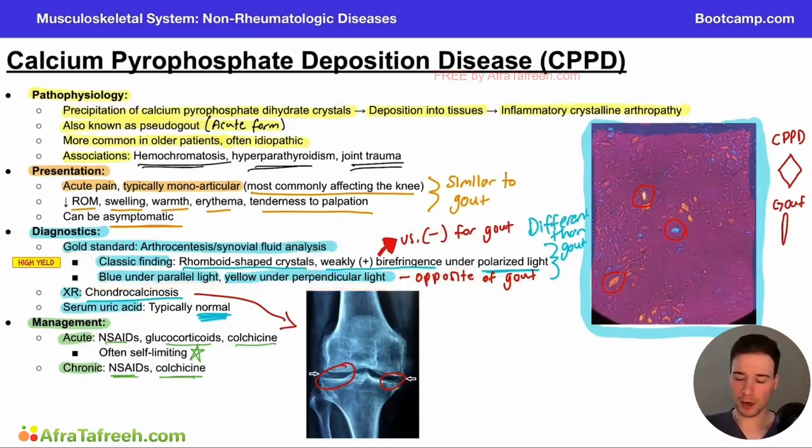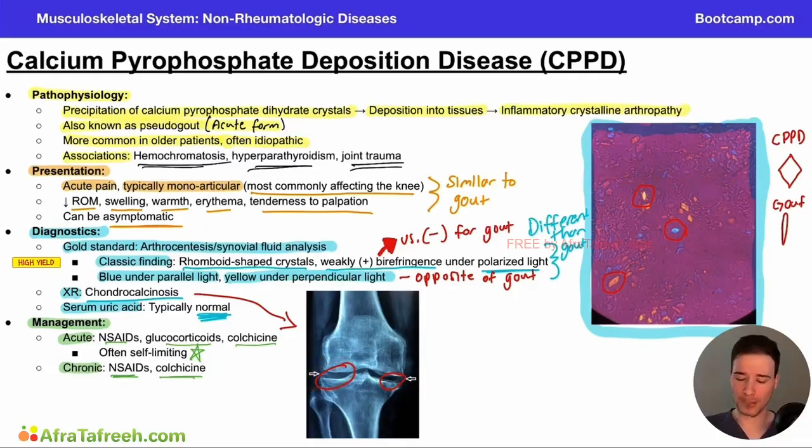On x-ray, we can see chondrocalcinosis, which is essentially calcification of the cartilage, right? Typically, the cartilage would be black on x-ray. We shouldn't actually see the cartilage on x-ray. We should see a space between the bones. If you start to see some white spots in the cartilage, that indicates bone is actually being formed in the cartilage. We call this chondrocalcinosis.